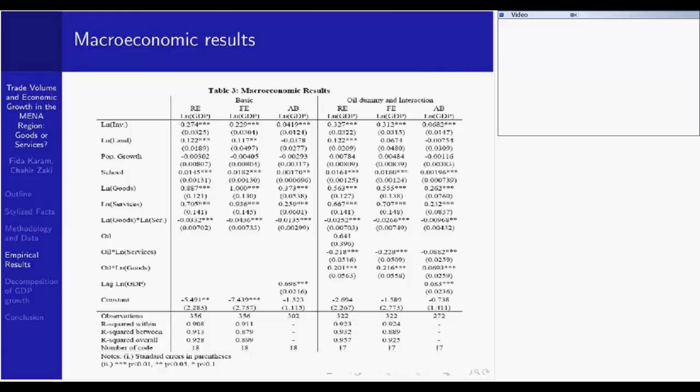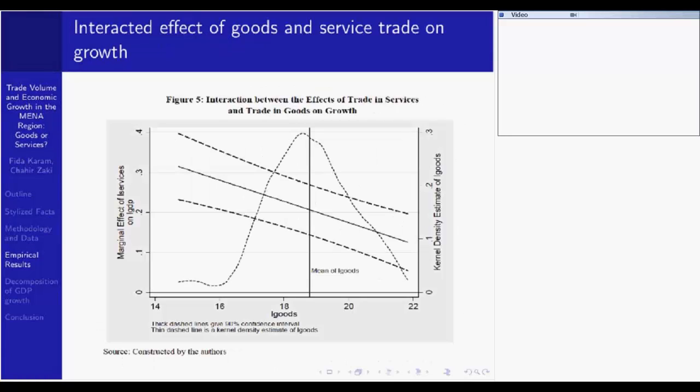When we interact goods and services, we also found a negative and significant impact, showing that the higher the trade in goods, the lower the marginal effect of trade in services on growth. And this is clear in figure 5, as you can see here. The greater the trade in goods, the lower the marginal effect of trade in services on GDP.